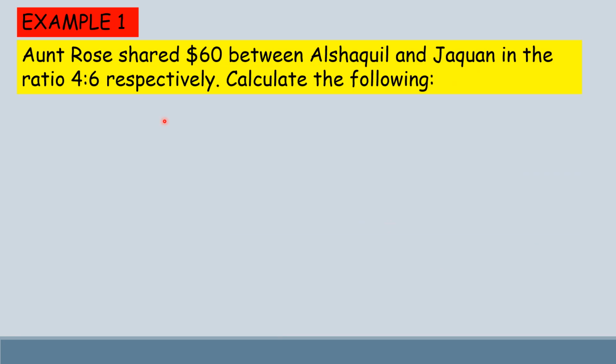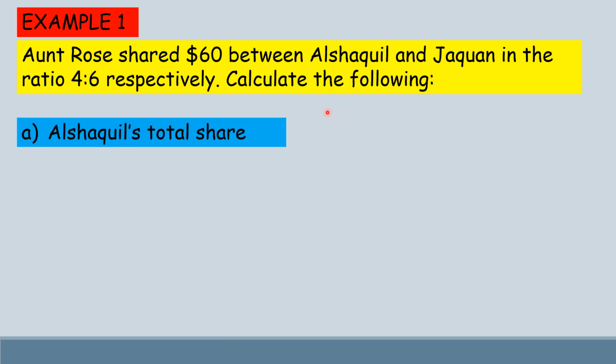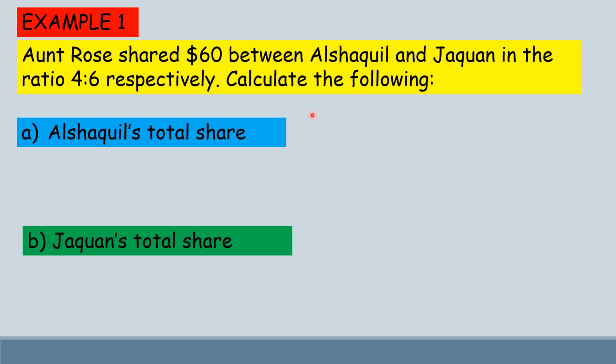Example 1. Aunt Rose shared $60 between Ashaquil and Jaquan in the ratio 4:6 respectively. Calculate the following. A, Ashaquil's total share, and B, Jaquan's total share. So first, we're going to work out the total shares. And how do we get this? Understand that this word here, respectively, means that Ashaquil gets the first share in the ratio, 4, and Jaquan gets the second, which is 6.